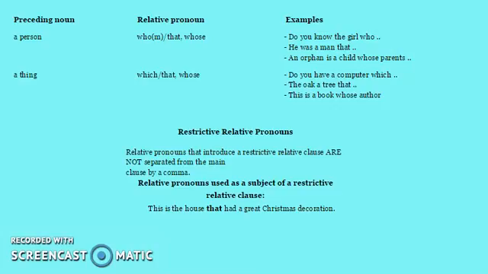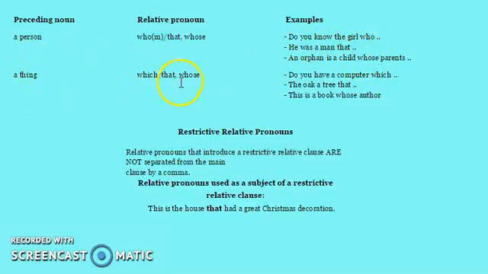Now we're going to be talking about the preceding noun. A person or a thing, those are both preceding nouns. For a person, the relative pronoun would be who, whom, that, and whose. Examples of this: Do you know the girl who? He was a man, that. An orphan is a child whose parents. So it'd be who, that, and whose would be the relative pronouns.